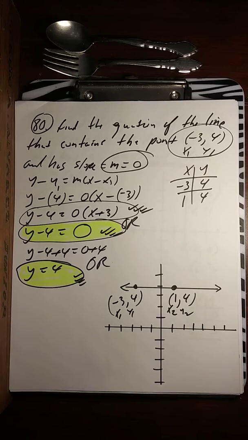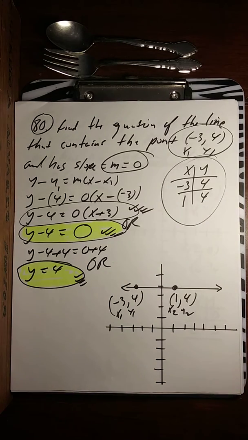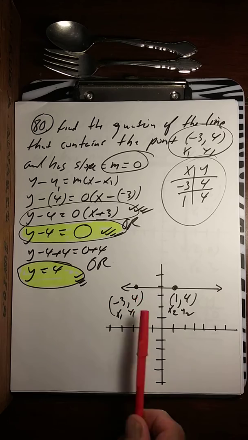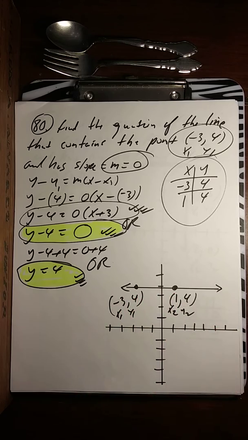Okay? And then we got the numbers right here. Put those numbers in there and graph it. Negative 3, 4, 1, 4. It's a horizontal line.